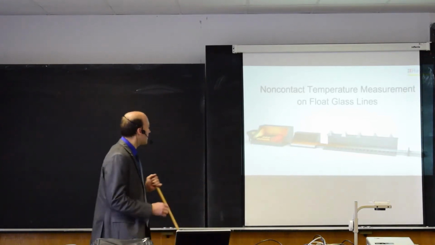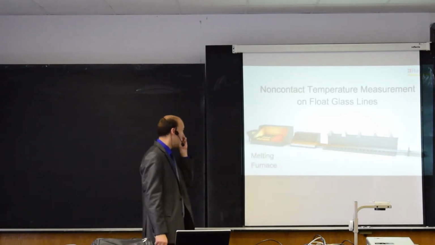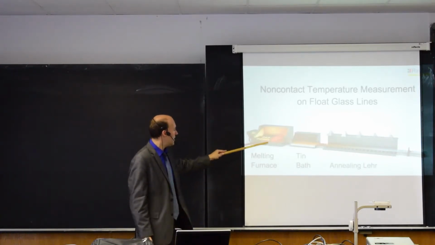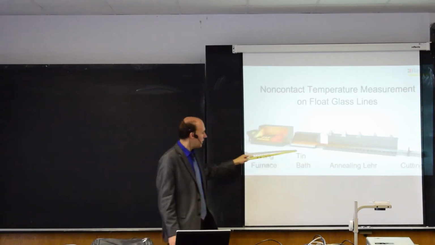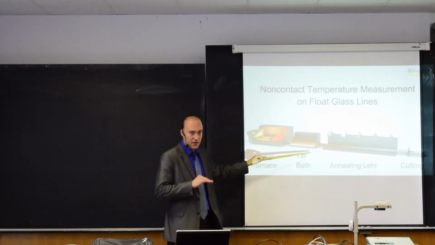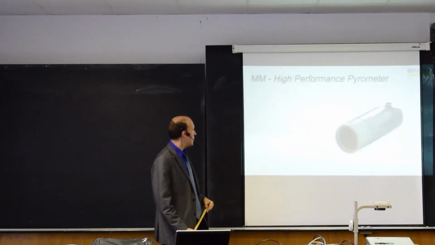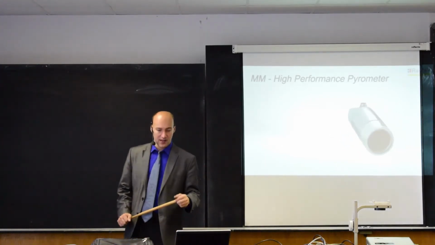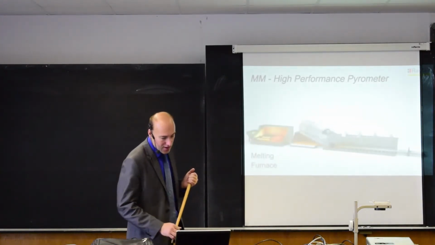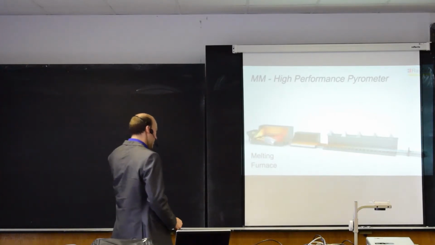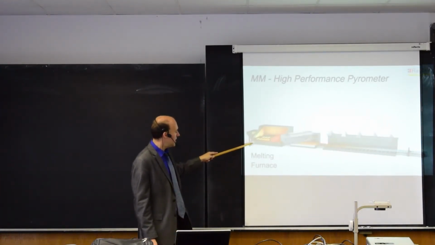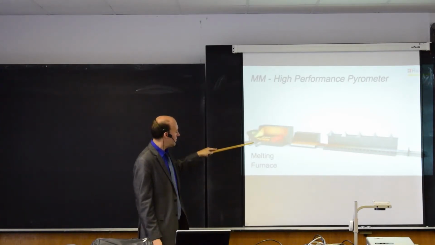So here you see non-contact measurement of float glass lines. The glass is produced here in a furnace. It's being floated on a thin bath that's molten, and here you see the sensors that are installed in this furnace. So here we measure the temperature inside the furnace, inside the multiple zones, so that we have the correct temperature.